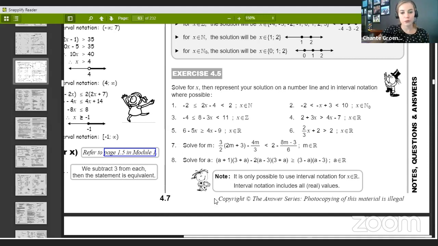Exercise 5.4. In exercise 5.4, I quickly want you to just do number 1 for me. Quickly do number 1, please.